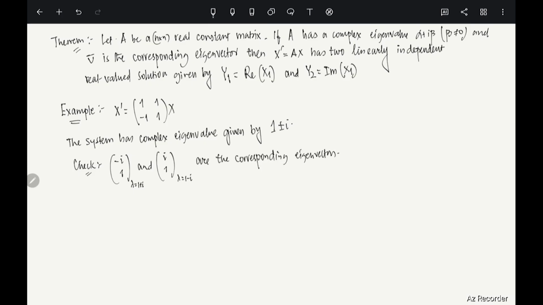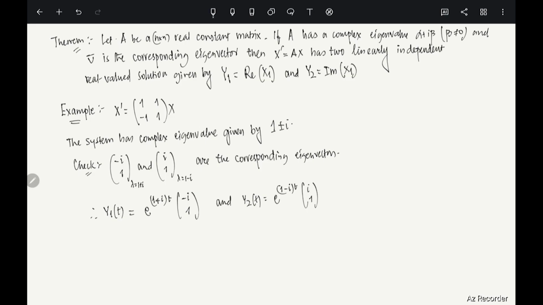Once you have this, what are the solutions? y1 of t is nothing but e^((1+i)t) times (-i, 1), and y2 of t is again e^((1-i)t), and corresponding to 1 minus i, it is (i, 1). Clear? Okay, so this is there.